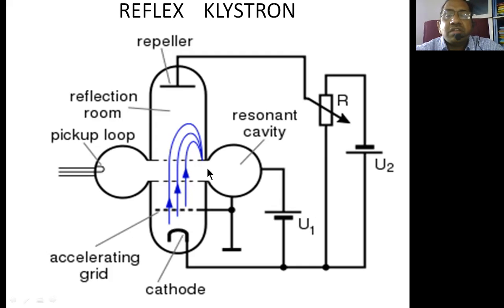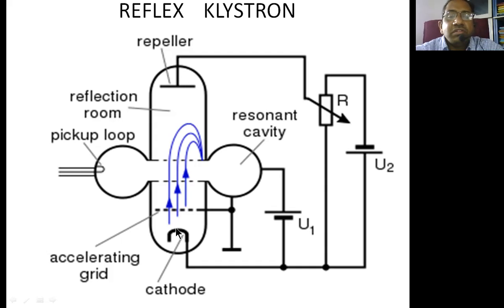Now here, what is the construction? Let us see. Cathode is negatively charged, and at the same time, the repeller is also negatively charged. So the voltage we apply here is going to be called a repeller voltage, which is negative. See here, the negative terminal of the battery is connected to the repeller, so the repeller is always at negative potential. The positive is connected to the ground. Therefore, the repeller is a negatively charged electrode.